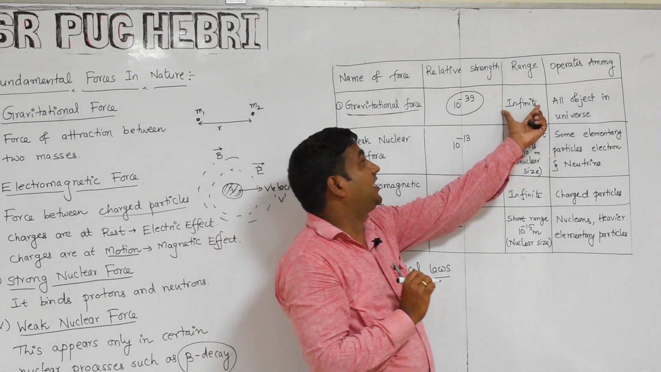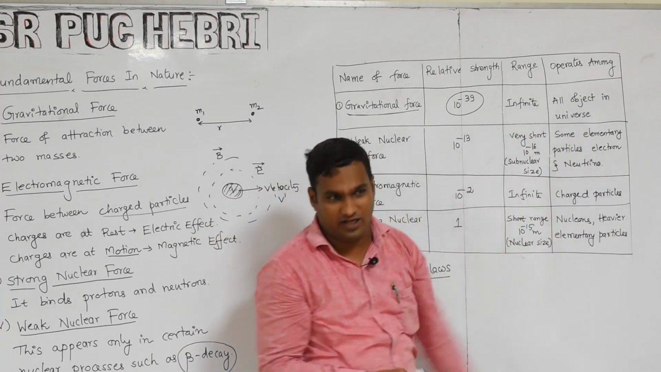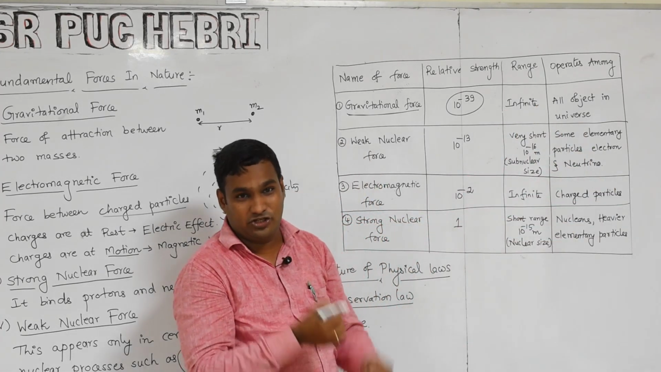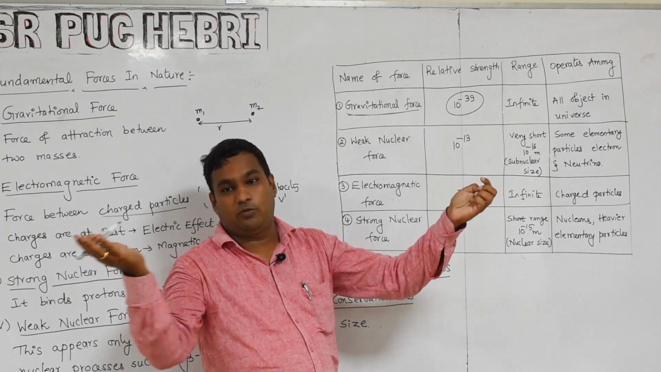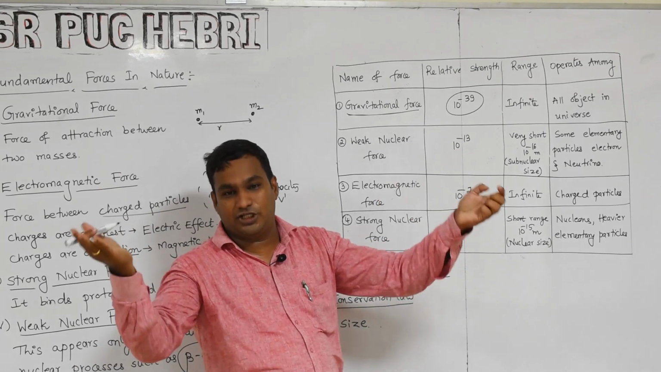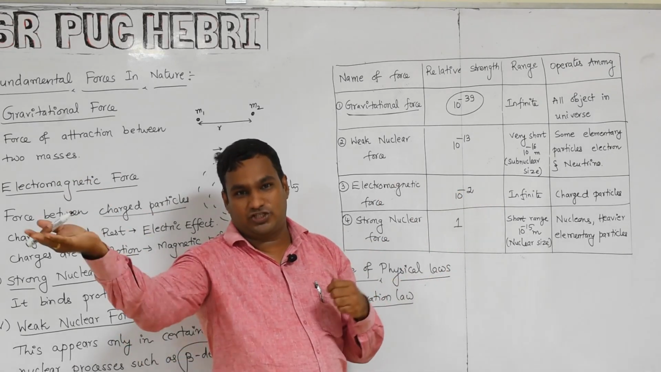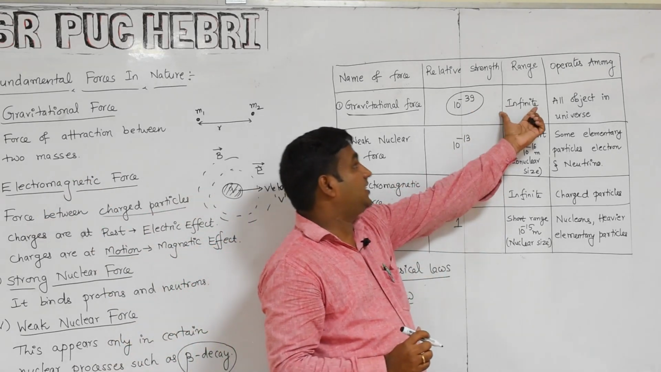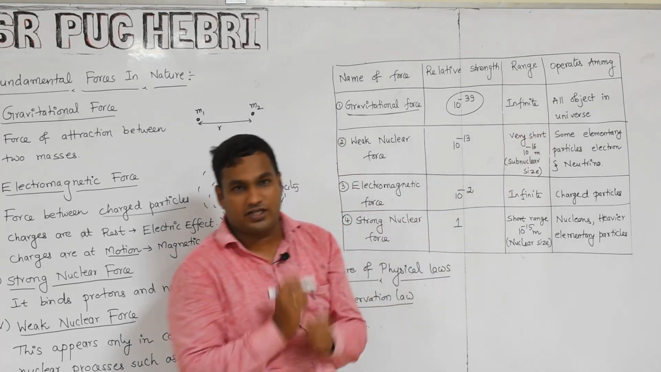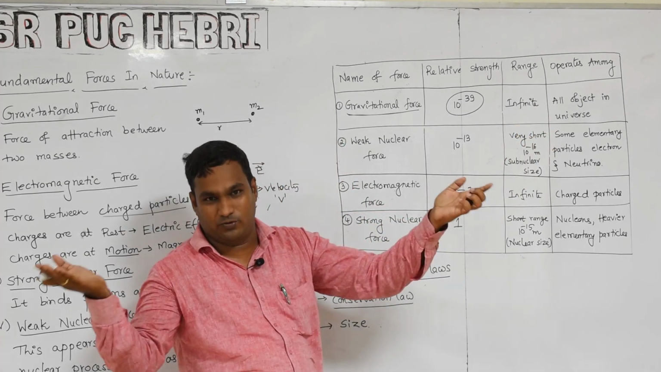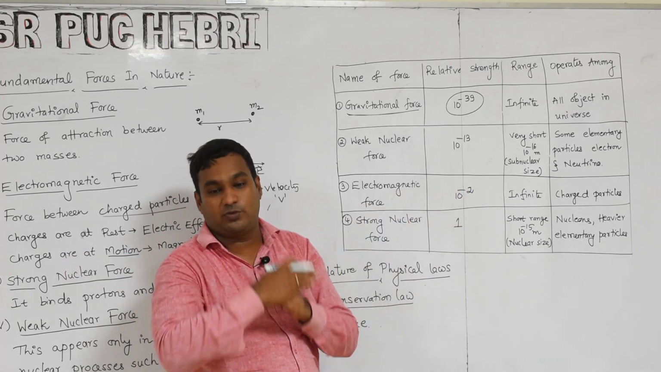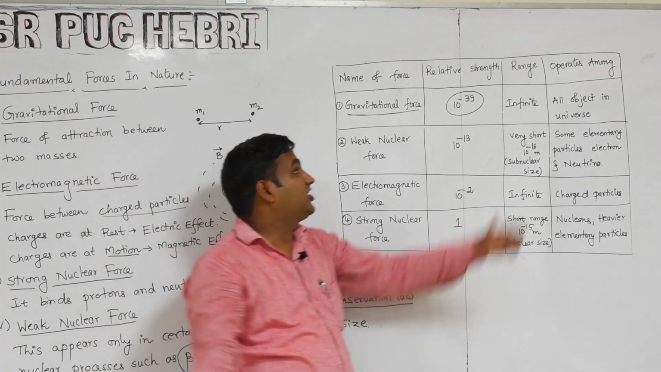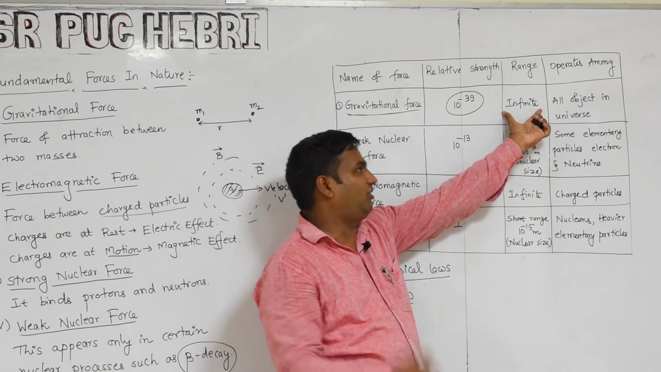And again I said range. Range is infinite. Why is it infinite range? We consider gravitational force between celestial bodies or any 2 planets or any 2 objects. That's why the range is infinite. You can see the gravitational force between Earth and Moon. Distance is very large. We can see the gravitational force between the Sun and other stars. The distance is very large, infinite range.